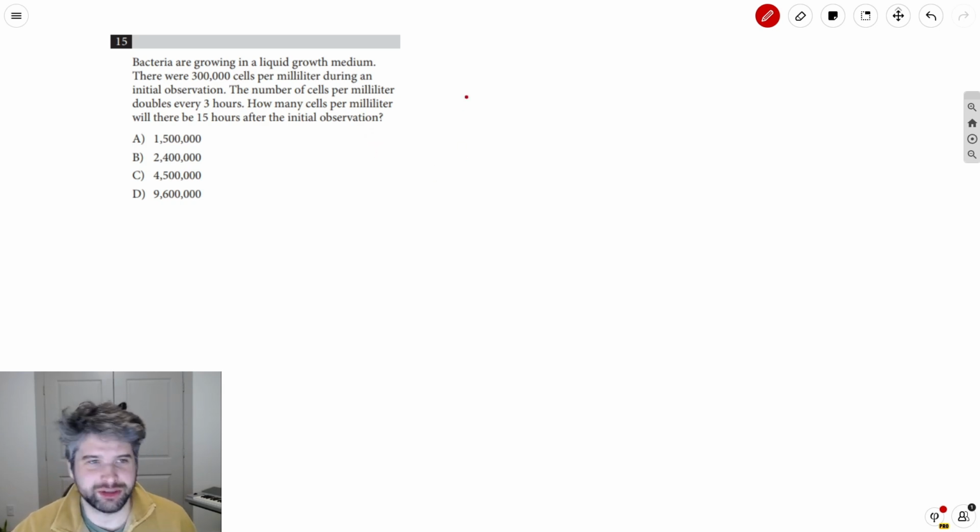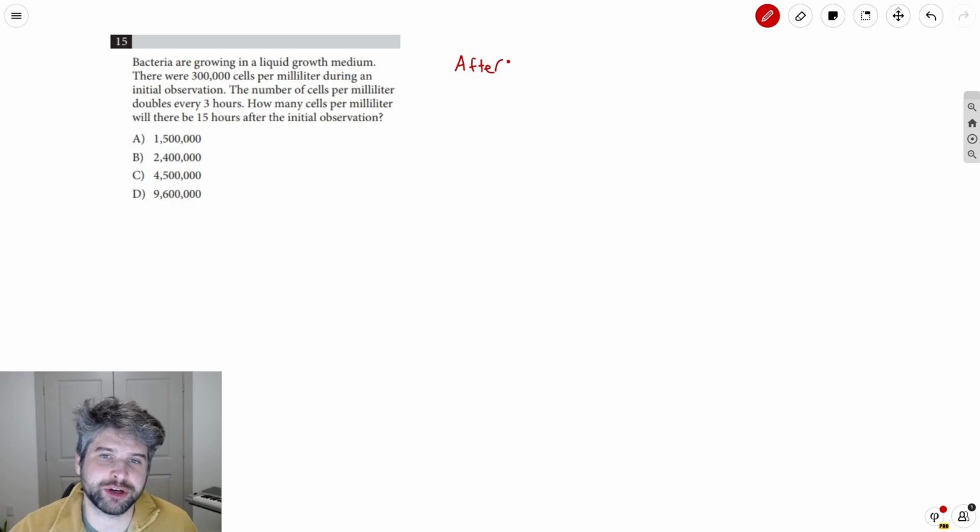All right, so I think the easiest way to do this problem is think about how many times we have to double the number of cells per milliliter. It doubles every 3 hours, and so we're going to 15 hours. How many times is it going to double? Well, 15 divided by 3 is 5. It'll double 5 times. So what we can do is make a table and actually double this number 5 times.